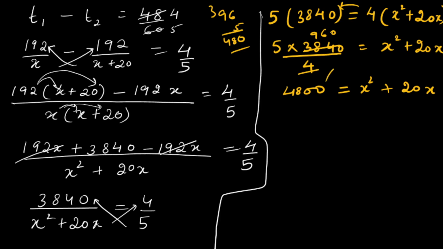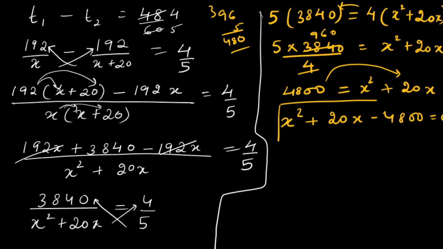Okay. Then 4800 will shift to the other side. If we shift it to the other side, nothing will be left on this side. So I'll get x square plus 20x minus 4800 is equal to 0. Yes, so this is the quadratic equation. So we have found the quadratic equation.